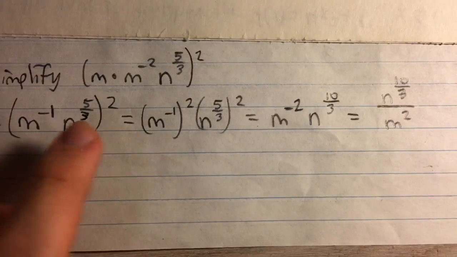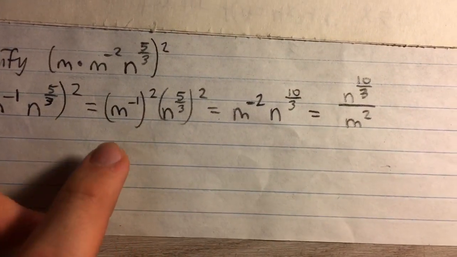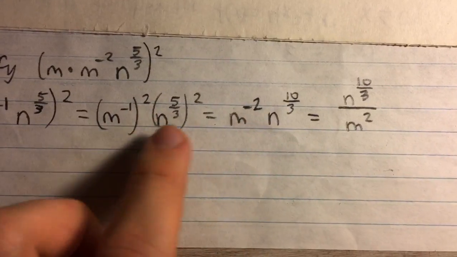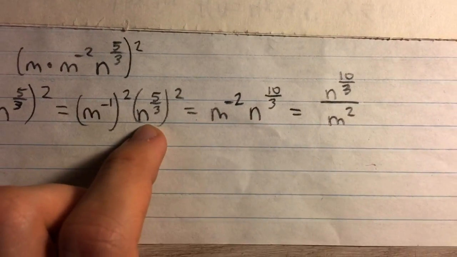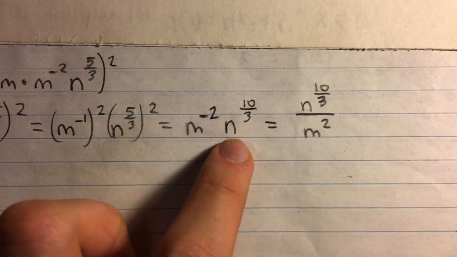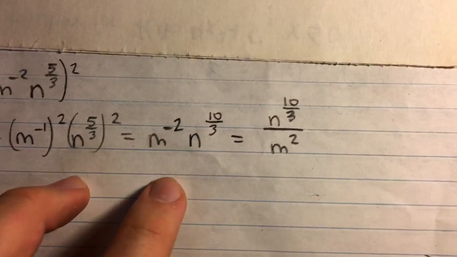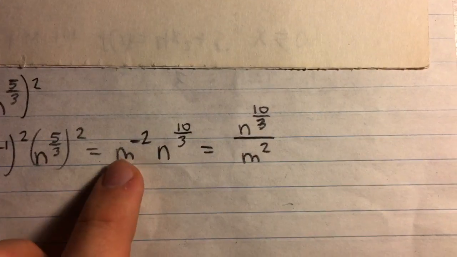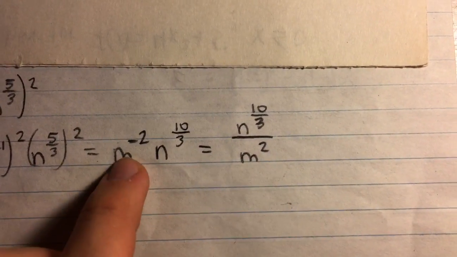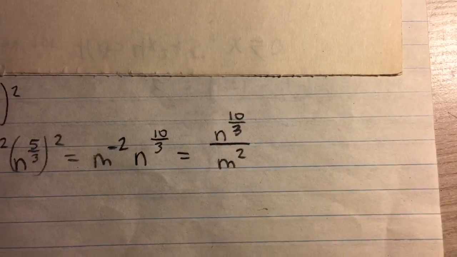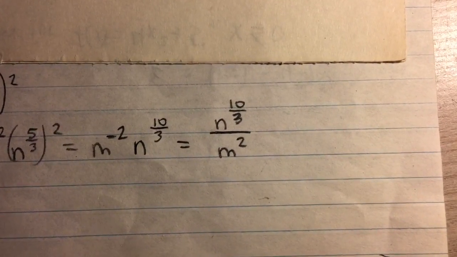Now we're going to apply the square to both terms. And so we get m to the negative 1 all squared, which is we multiply them to m to the negative 2. And then 5/3 all squared gives us 10 over 3, because we multiply 5/3 times 2. Now we get rid of the negative exponent by moving it to the denominator, taking the reciprocal of it. So our final answer is n to the 10 over 3 all over m squared.